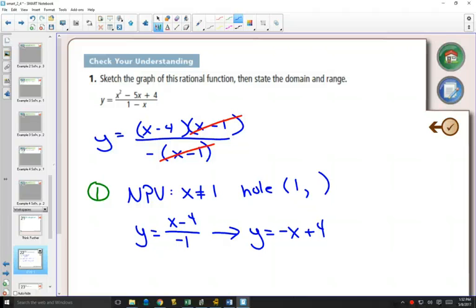Now, to find out where our hole is, we plug in 1 into that equation, negative 1 plus 4. That tells us that this has to be a 3. Our hole is going to be at 1 comma 3.